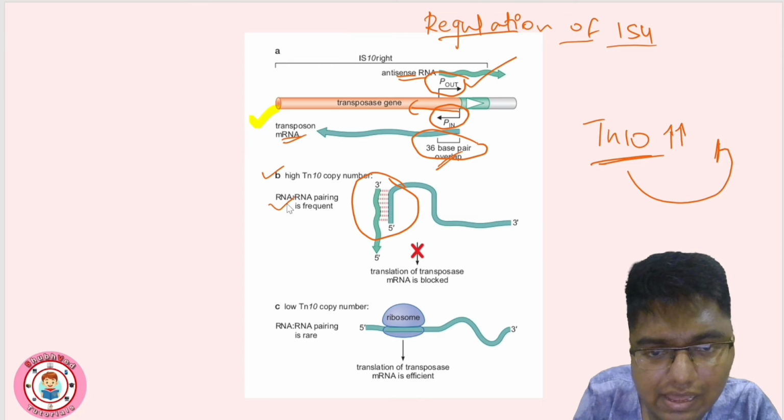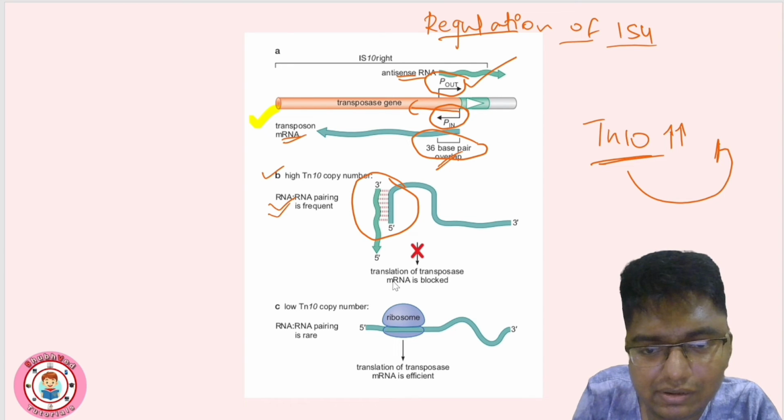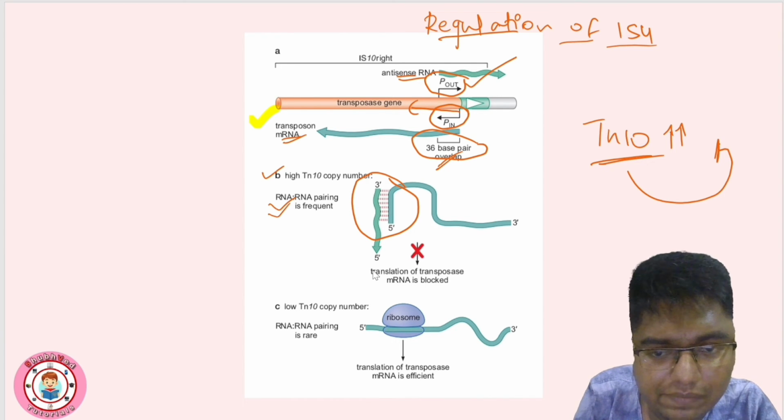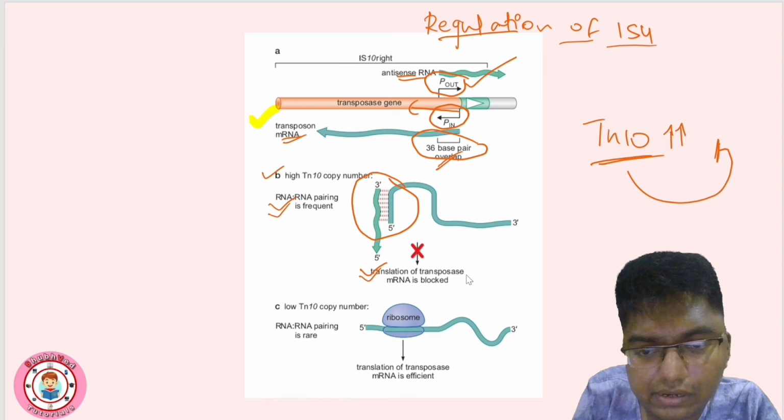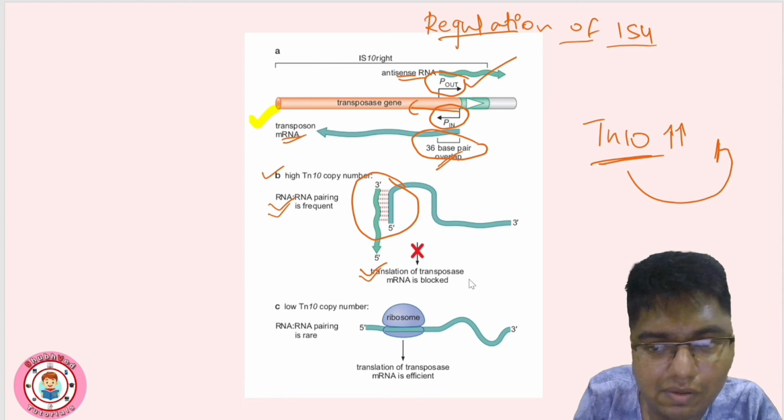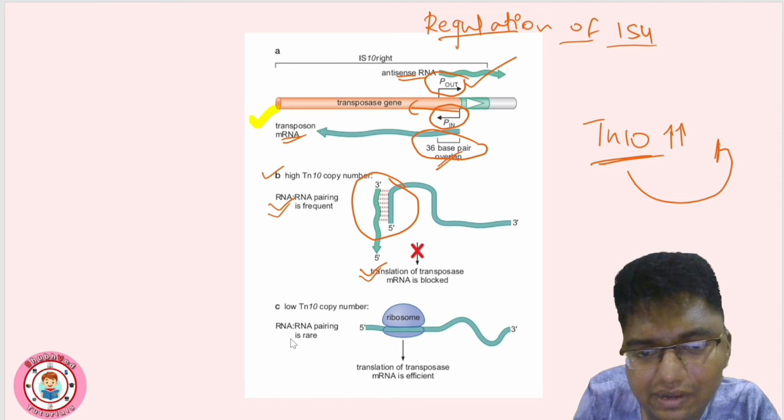See, RNA pairing is frequent. So if these regions are paired, translation is blocked. See, translation of transposase mRNA is blocked. So no proteins will be produced, because its proteins are in high amount. Thus, TN10 itself is blocking its own translation, right?